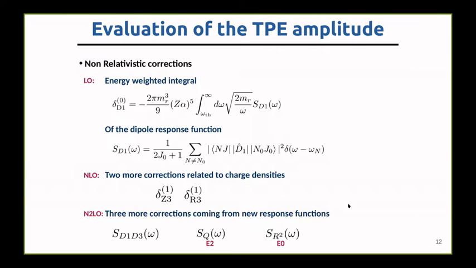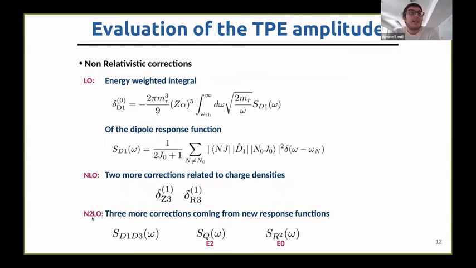And these are the results that we get. If we truncate the expansion at the leading order, we get that the polarizability correction will be equal to this delta D1. This delta D1 is basically an energy-weighted integral of what is known as the electric dipole response function of the nucleus. Then at the next leading order, we found two more corrections to be added to the polarizability. These are delta Z3 and delta R3, and these two are related to charge densities of the nucleus.